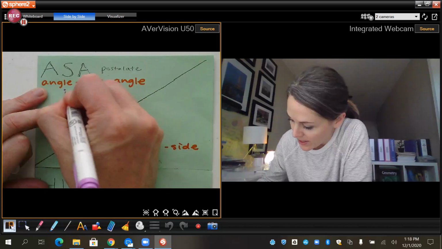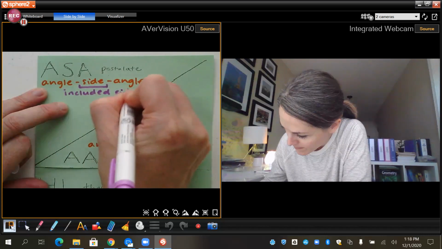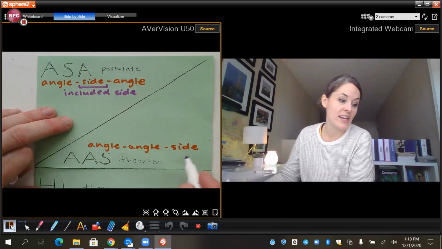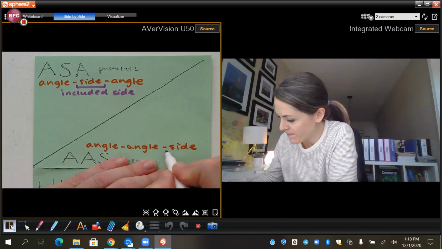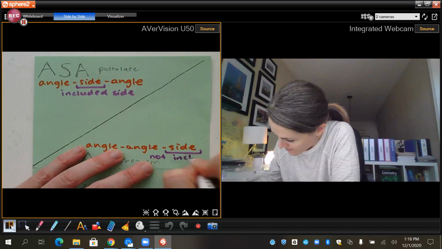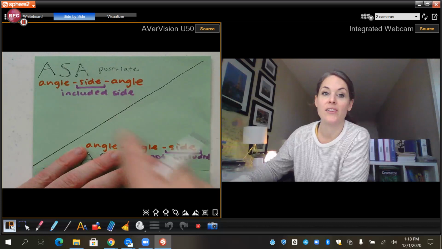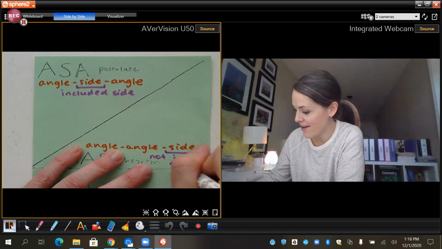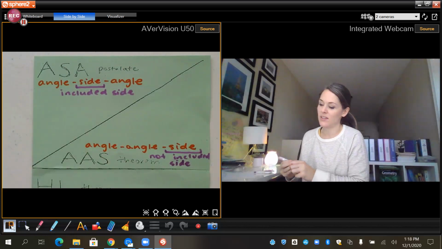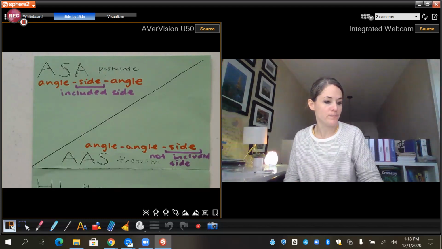So this is the included side. And this side is not included. Okay, so that's a non-included side. All right, so let's see what that would look like in a picture.